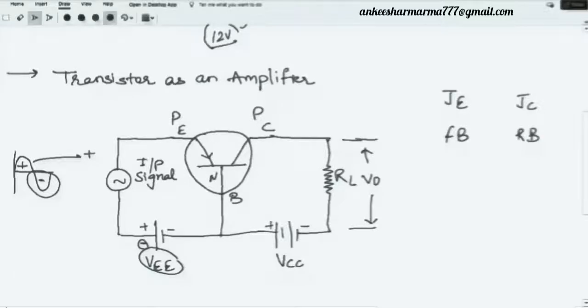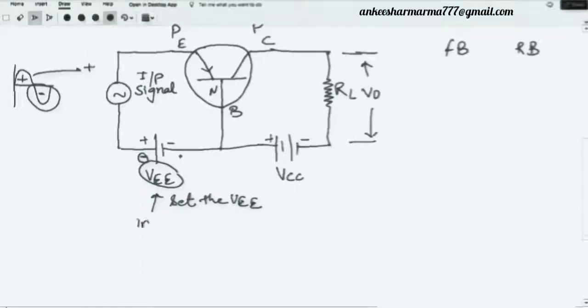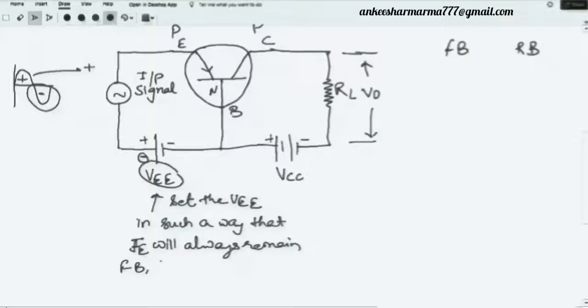So the most important thing that you have to remember is that you have to set your VEE in such a way that the emitter junction JE will always remain forward biased for both positive and negative half cycles, positive and negative.